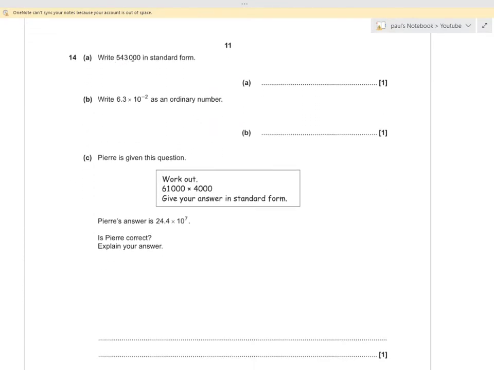Write 54300 in standard form. So it's going to be 5.43 times 10 to the 1, 2, 3, 4, 5, 10 to the 5. Write that as an ordinary number. So here we're going to go from 6.3, minus 2, we're going to go 1, 2. So that's going to be 0.063.